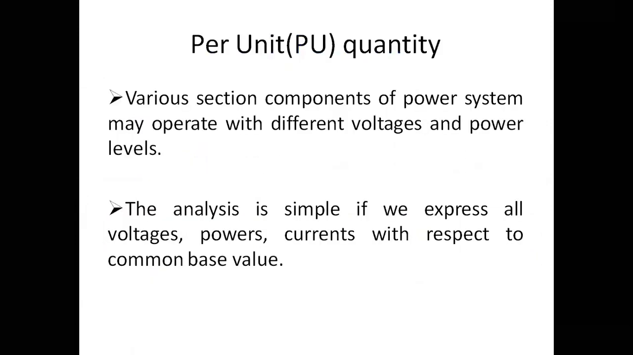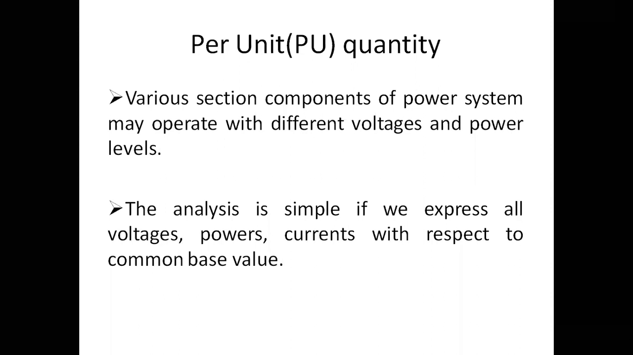So, per unit quantities. Now, till now we have discussed the single line diagram or one line diagram of a power system. Now we are going to discuss the per unit quantity. What is a per unit quantity, how it is used, and where we are using this type of per unit quantities, right? Now see here, the first point is various section components of a power system may operate with different voltages and power levels.